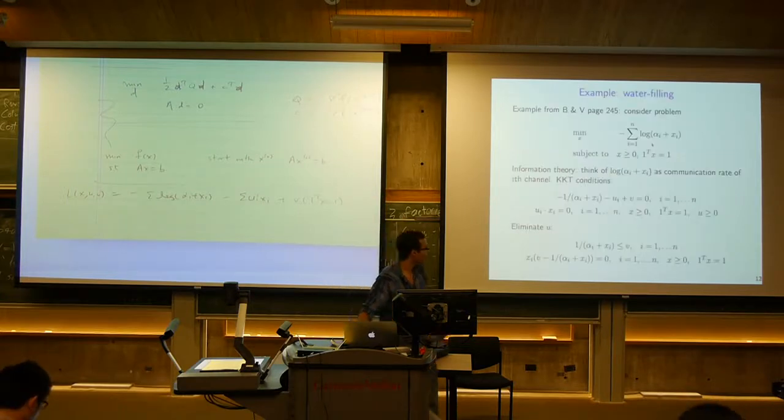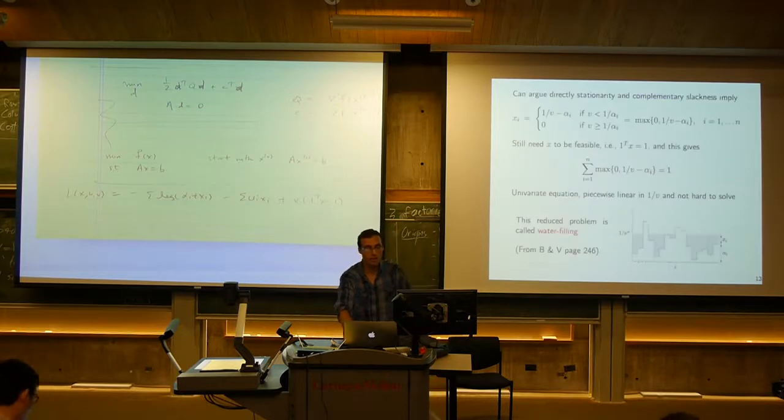So it turns out you can just directly look at this and assert that u and v must satisfy a much simpler closed form relationship, kind of like thresholding, where if v is bigger than or equal to 1 over alpha I, then xi must be 0. Otherwise, xi is 1 over v minus alpha I. So we can write everywhere xi as the maximum between 0 and 1 over v minus alpha I. In other words, it's the positive part of 1 over v minus alpha I.